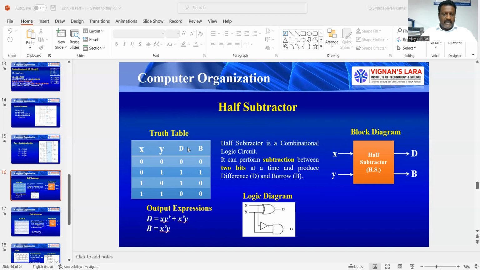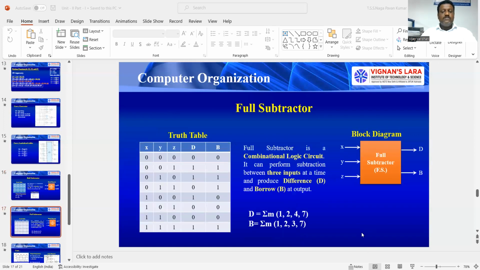So the output expressions: if you observe x, y along with the difference output, it looks like an exclusive OR gate output, right? So that is what I have written here: D is equal to x y bar plus x bar y. So this is our logic diagram. Difference can be produced by an XOR gate. But coming to the borrow, it is 1 for x bar y. So for the x bar y minterm, I need an AND gate. For that, one input y is directly connected. I need x bar, so that is applied through a NOT gate. So it will produce the borrow output.